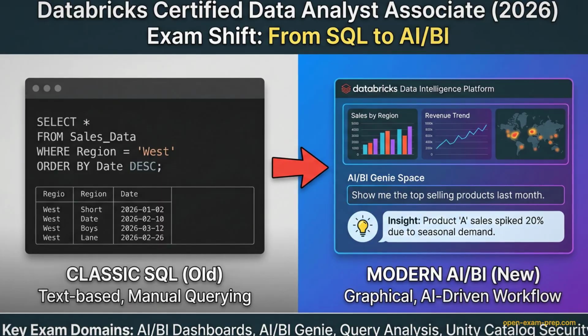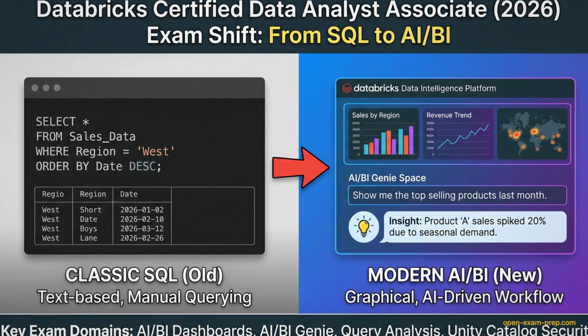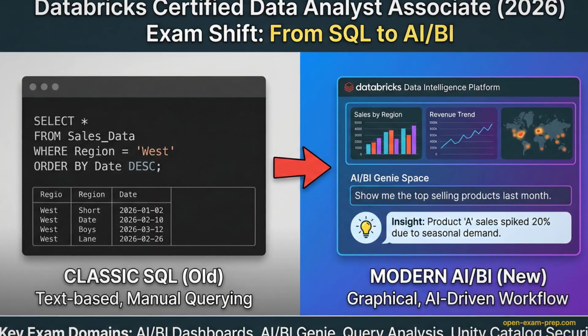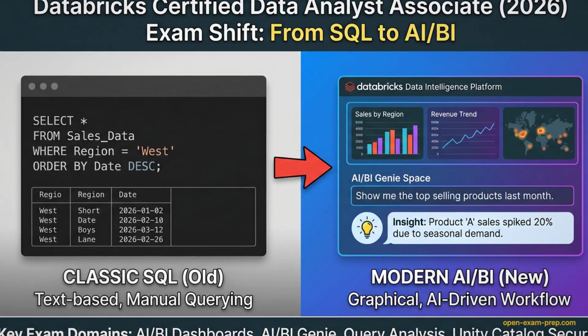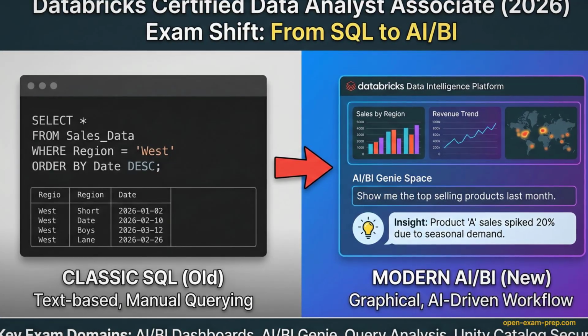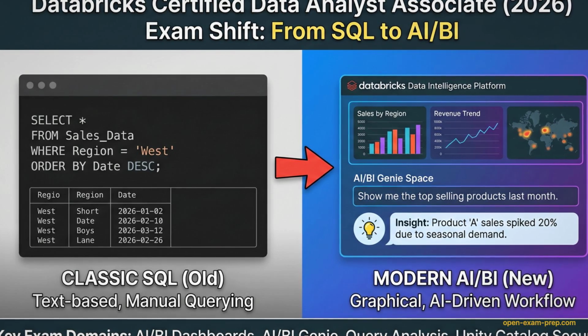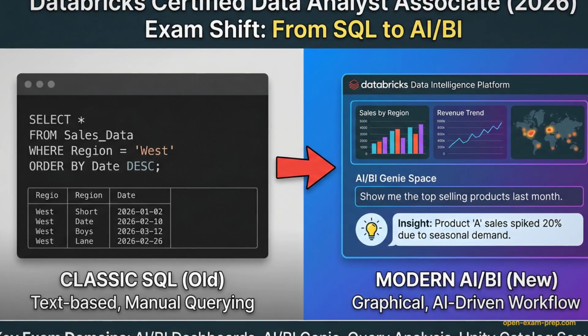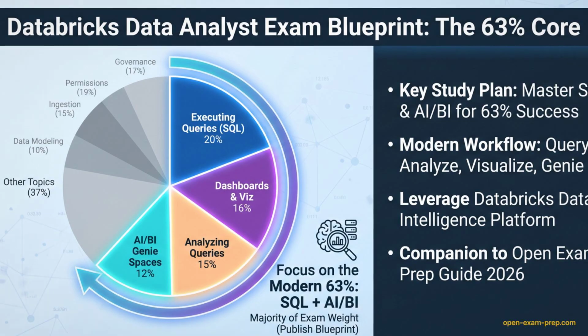While SQL is foundational, the blueprint now heavily emphasizes governed data discovery, AI/BI dashboards, and AI/BI Genie spaces. If your study plan only covers joins, aggregations, and delta table syntax, you're leaving critical points on the table. A modern approach is essential for success. Let's look at the official blueprint.